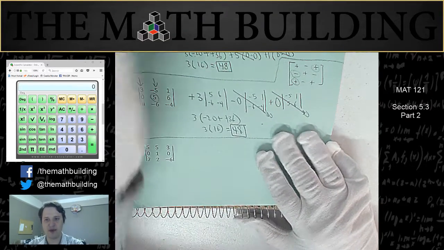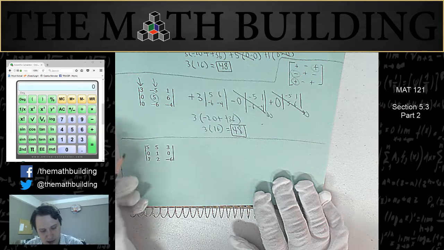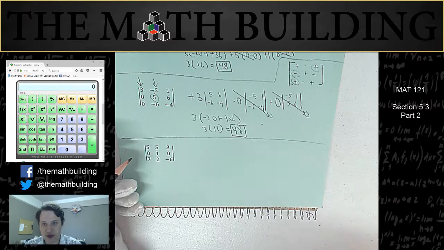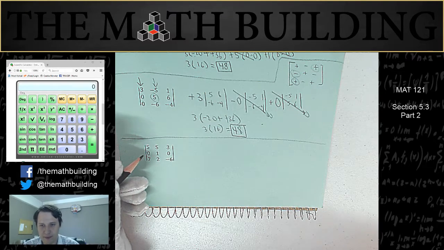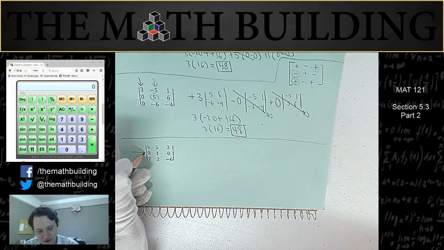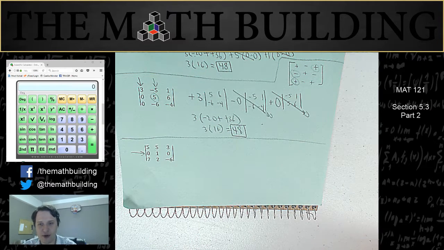Let's do this last one and then we'll call this video a good one. What column or row do you think I should travel across to do this problem? The correct answer is to travel across the second row, because that's the row that has 2 zeros in it. So we can save ourselves some work.